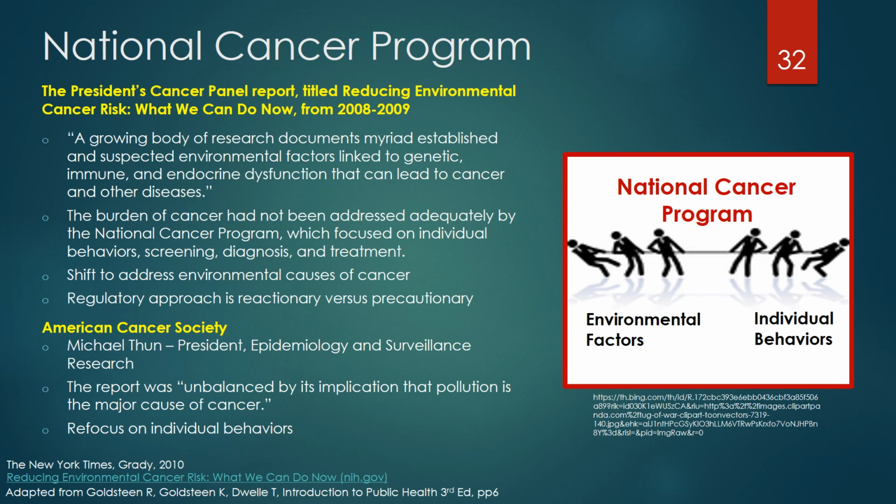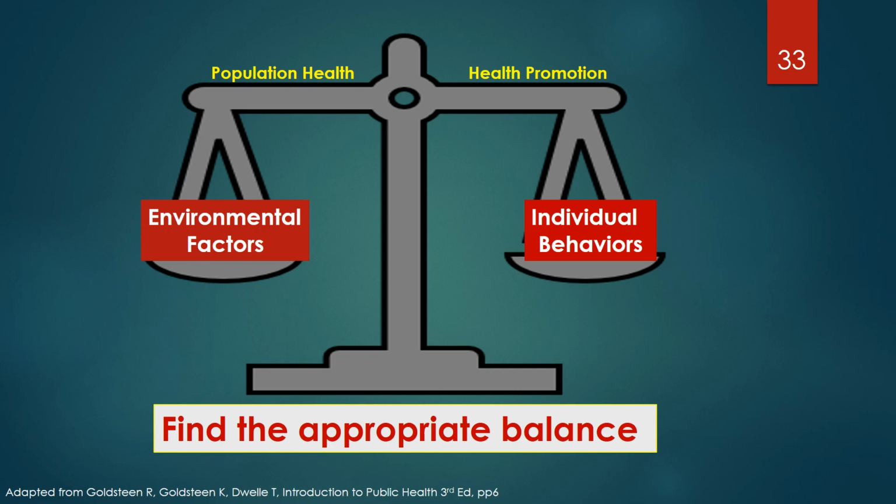But Michael Thune, Vice President of Epidemiology and Surveillance Research at the American Cancer Society, as reported in the New York Times, stated that the report was unbalanced by its implication that pollution is the major cause of cancer, and tried to refocus on the importance of individual behaviors to control cancer. Dr. Thune mentioned the term balance.